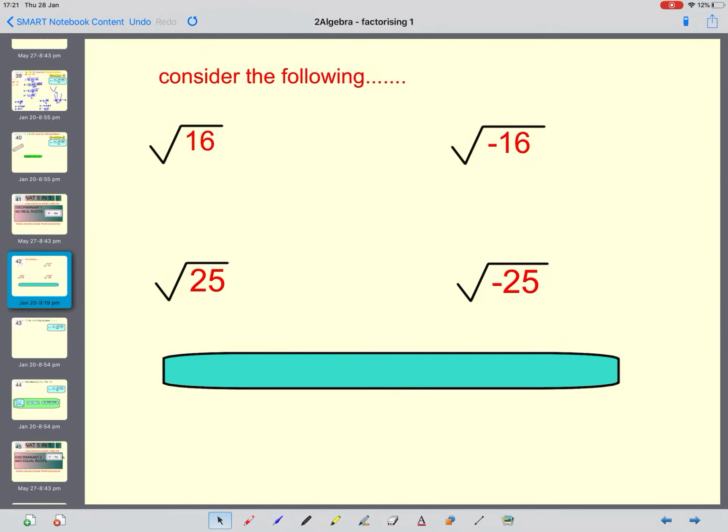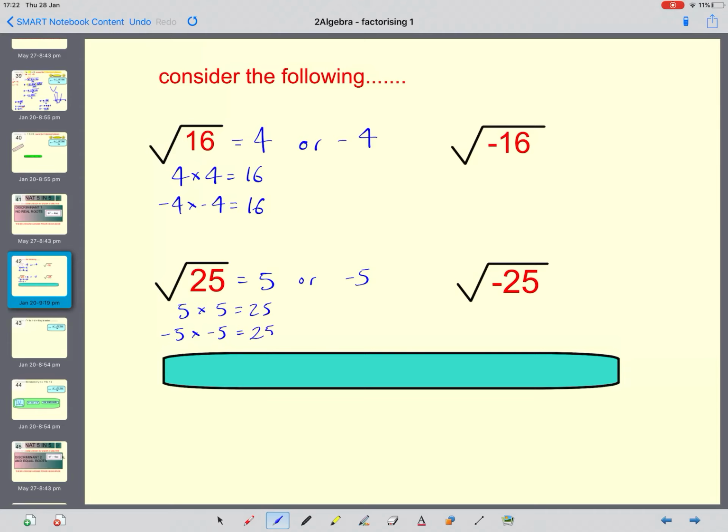If I said to you the square root of 16, we know the square root of 16 is 4 and it is also negative 4. So it could be two solutions here. Why is that? Because 4 multiplied by 4 gives you 16 and negative 4 multiplied by negative 4 also gives you 16. Similarly, the square root of 25 is 5 or negative 5. Two solutions again, because 5 multiplied by 5 is 25 and negative 5 multiplied by negative 5 is also 25.